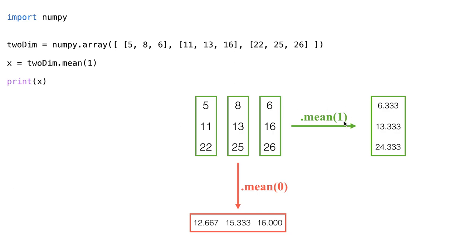Again, dot mean 1 also gives me back a one-dimensional array. I reduce the dimensionality of the array by 1. So I started with a two-dimensional array, and dot mean 1 still gives me a one-dimensional array.